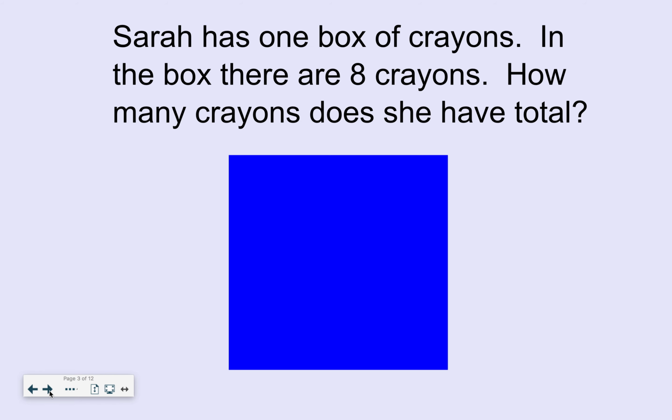So in this next problem, draw this one out. Sarah has one box of crayons. In the box, there are 8 crayons. How many crayons does she have total? So pause this video, draw your picture, and then also draw what multiplication sentence this is.